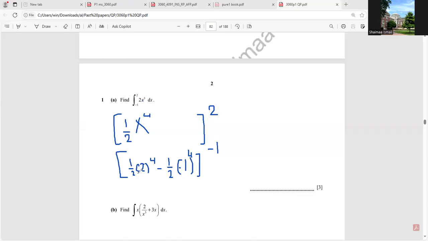And here we're going to say that 2 to the power of 4 is 16, dividing by 2, which is 8, minus half, because -1 to the power of 4 is equal to 1. Okay, so the final answer will be 7.5, and done. Let's see the next.